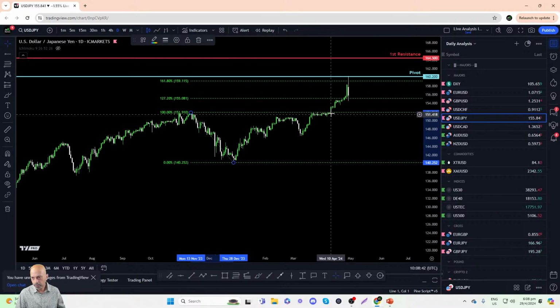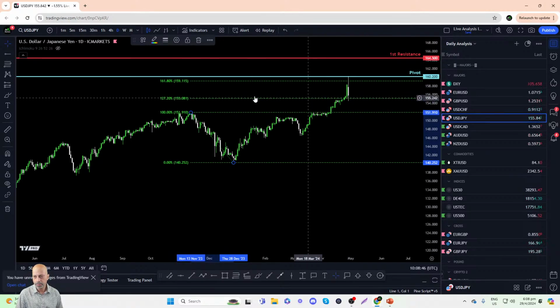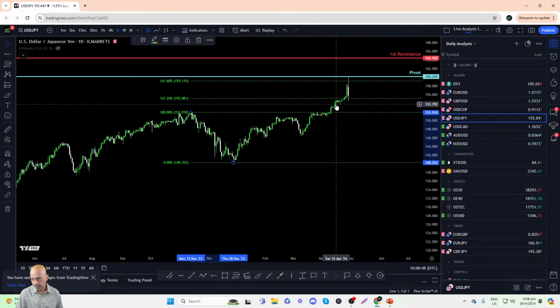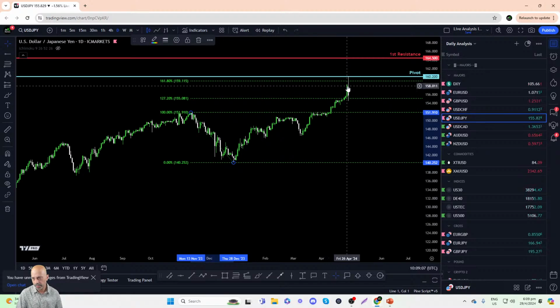So you can see here, previously dollar yen stalled around or just underneath the Fibonacci extension at 127%, right? From 16th of April till 23rd of April, for a period of about 5 trading days, right? So roughly for a period of 5 trading days, dollar yen was kept underneath the 127% Fibonacci extension before finally breaking higher.